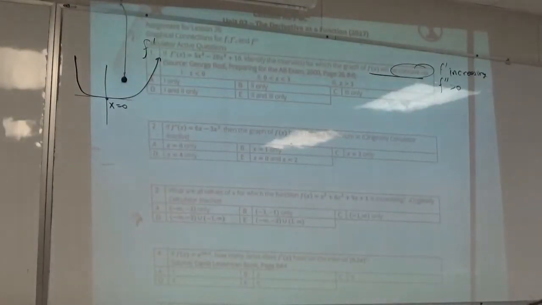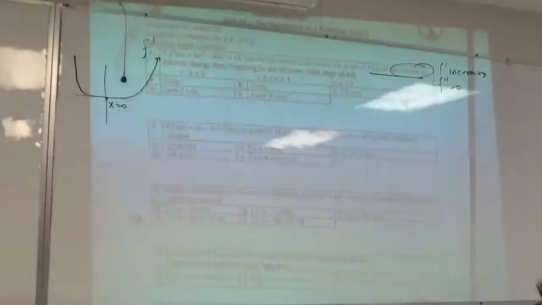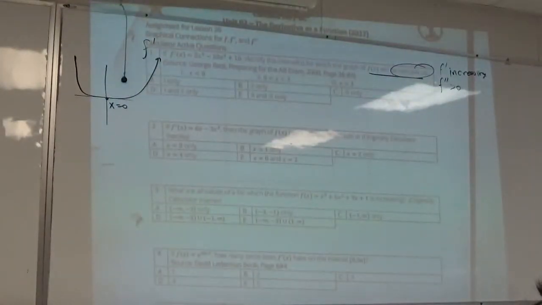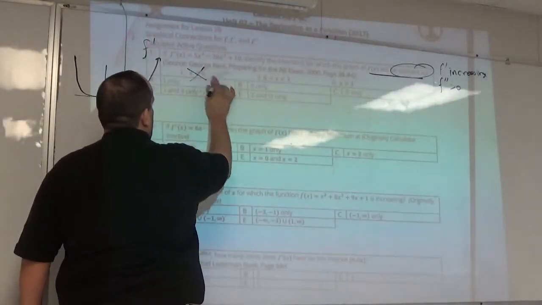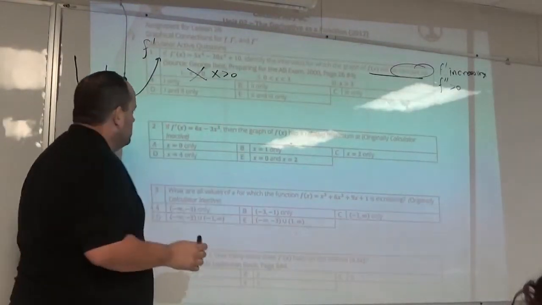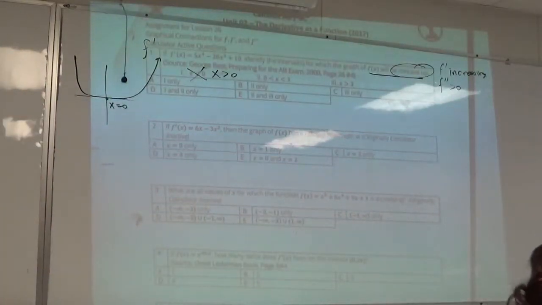Mine doesn't look like that, it looks like it's more on one side. Okay, I want to get a couple more graphs. Okay, yeah, so we're getting really flat graphs that look like that. I think there's a mistake here. Change that to x greater than 0, please.